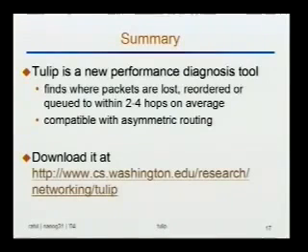So to summarize, I talked about Tulip, a new performance diagnosis tool that we've developed locally. Tulip finds where packets are lost, rerouted, or queued to within 2 to 4 hops on average, depending on what problem you're diagnosing or what exactly the path you're going through. And the biggest contribution in Tulip compared to the existing tools is that it's completely compatible with asymmetric routing. It measures the forward paths to the routers rather than measuring the round-trip path, as a result of which the diagnosis is more accurate.